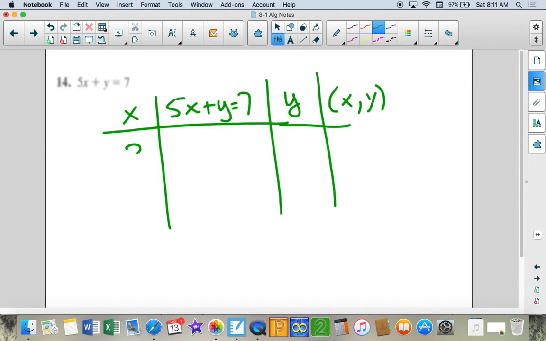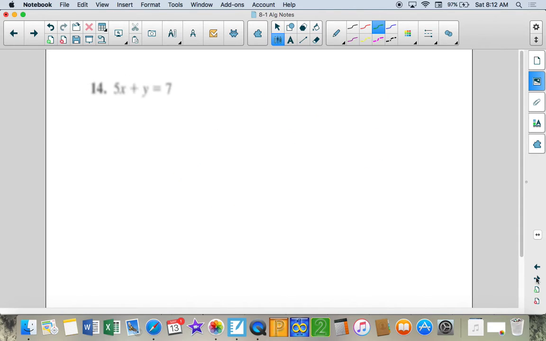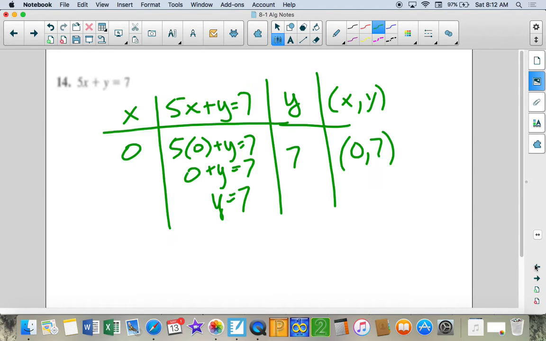So I'm going to plug in 0. 5 times 0 plus y equals 7. 0 plus y equals 7. y equals 7. So my coordinate is (0, 7). Notice we're using parentheses. All coordinates have parentheses around their units. I think I just did that one.